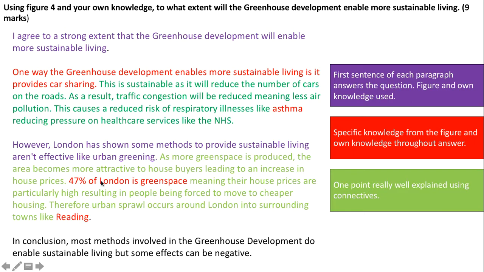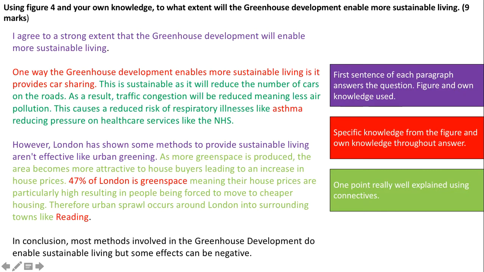I like the end bit there. If a new green space is produced, house prices will increase, and therefore people will be pushed to the outskirts of a city where the house prices tend to be cheaper. And as Hannah has correctly identified, that does cause urban sprawl. And in London, our example of urban sprawl is the surrounding towns like Reading.